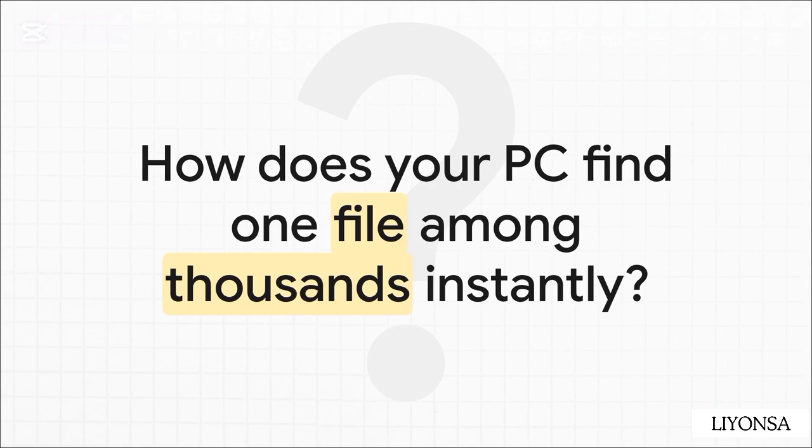How does your computer find that one file among thousands instantly? Or how does your social media app sort through millions of posts to show you exactly what you want to see? The answer, it's not magic. It's a really, really clever system of organization. And that is the core problem that data structures were designed to solve.